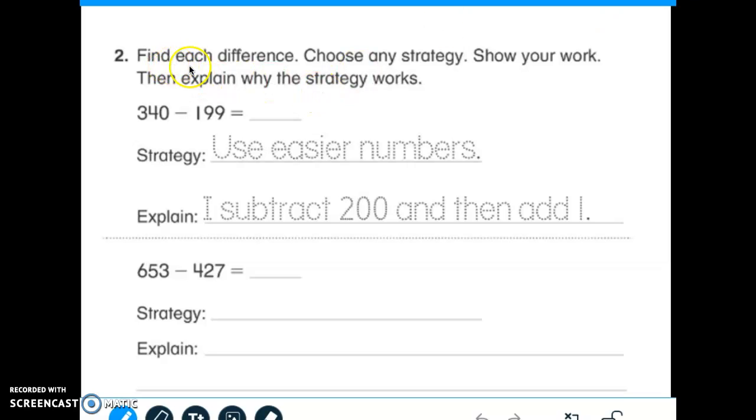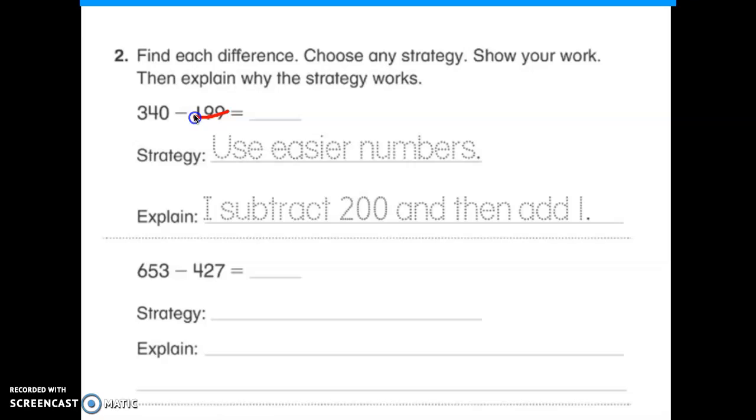So for this one, it says find each difference, choose any strategy, show your work, then explain why the strategy works. So for this one, they chose it for us and kind of gave us a blueprint. So I'm going to show you what they did here. So we have 340 minus 199. Well, I know that 199 is really close to 200. So I'm just going to go ahead and cross that out and make 200.